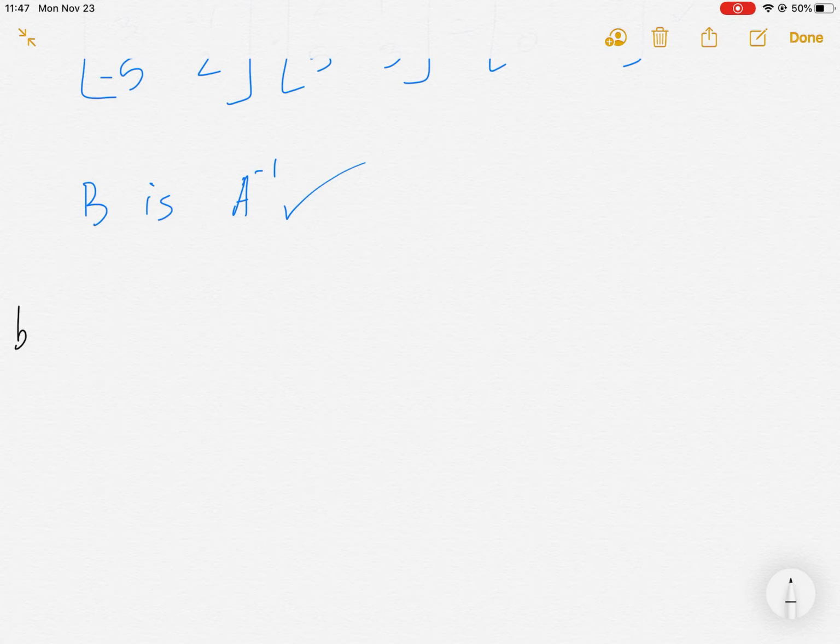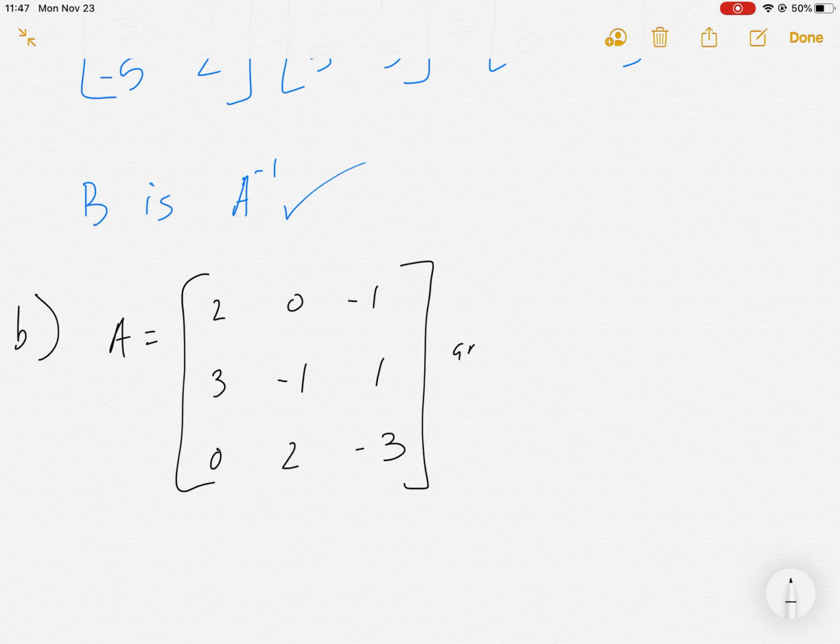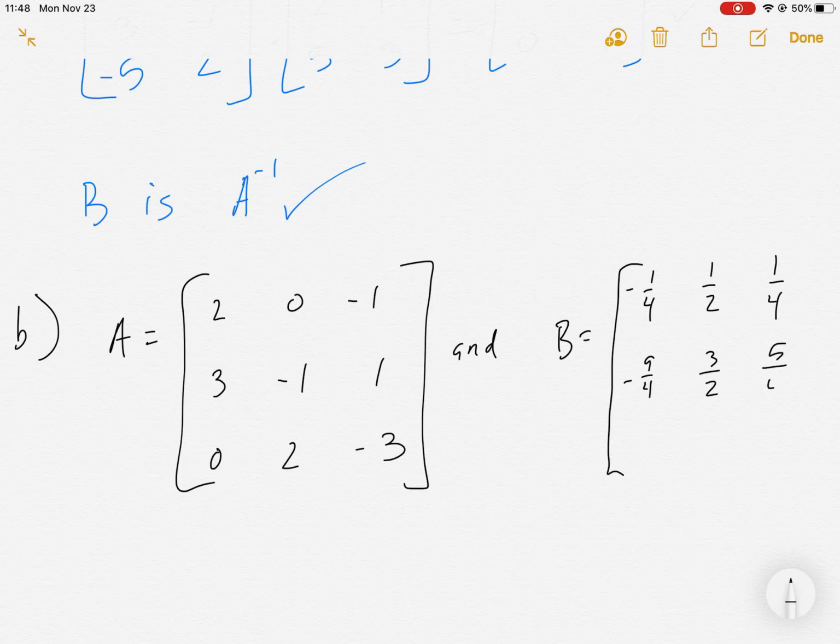This could be taken to 3 by 3 situations as well. It's going to be a little bit more work. But let's say I had 2, 0, negative 1, and then I had 3, negative 1, 1, 0, 2, negative 3. And now B is going to have some fractions in it for this to work. I worked this out beforehand to make sure that it actually was an inverse. But let's go ahead and check it anyways. It's kind of a mess due to these fourths and halves in here. Negative 3 over 2, 1, and then 1 half.